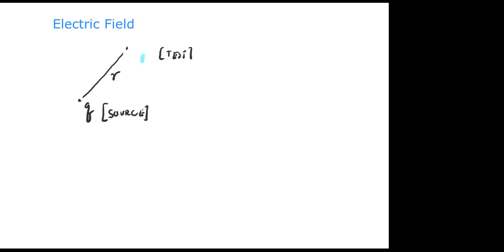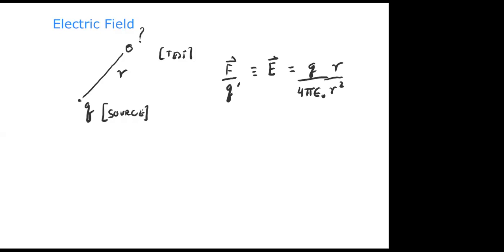Now let me do the following experiment. Let me remove Q prime. So there's just a hole there. The question is, what's there? Well, I can answer that formally. All I'm doing is taking Coulomb's law and dividing out the test charge. And what I'll get is a new vector field, which I'll call the electric field. The electric field for a point charge is Q divided by 4 pi epsilon naught R squared, and I have to have my unit vector R hat. Because after all, the electric field is a vector, so the thing on the right-hand side had better be a vector. This quantity, E, is something we'll call the electric field.